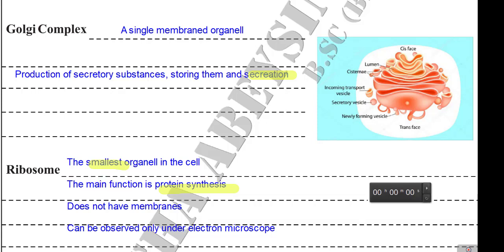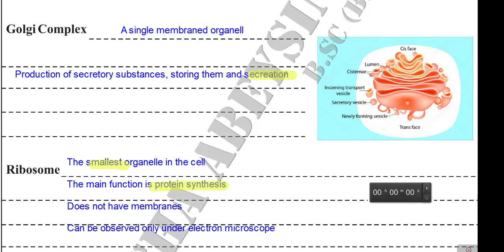The main function is the protein synthesis. Very important, please highlight. The main function is the protein synthesis. It makes the protein, but does not have membranes. That's the thing, right? The ribosome does not have a membrane even. Only just a chemical-like thing there, right? That does not have a membrane. All others have a single membrane, double membrane. That's the one that does not have a membrane.